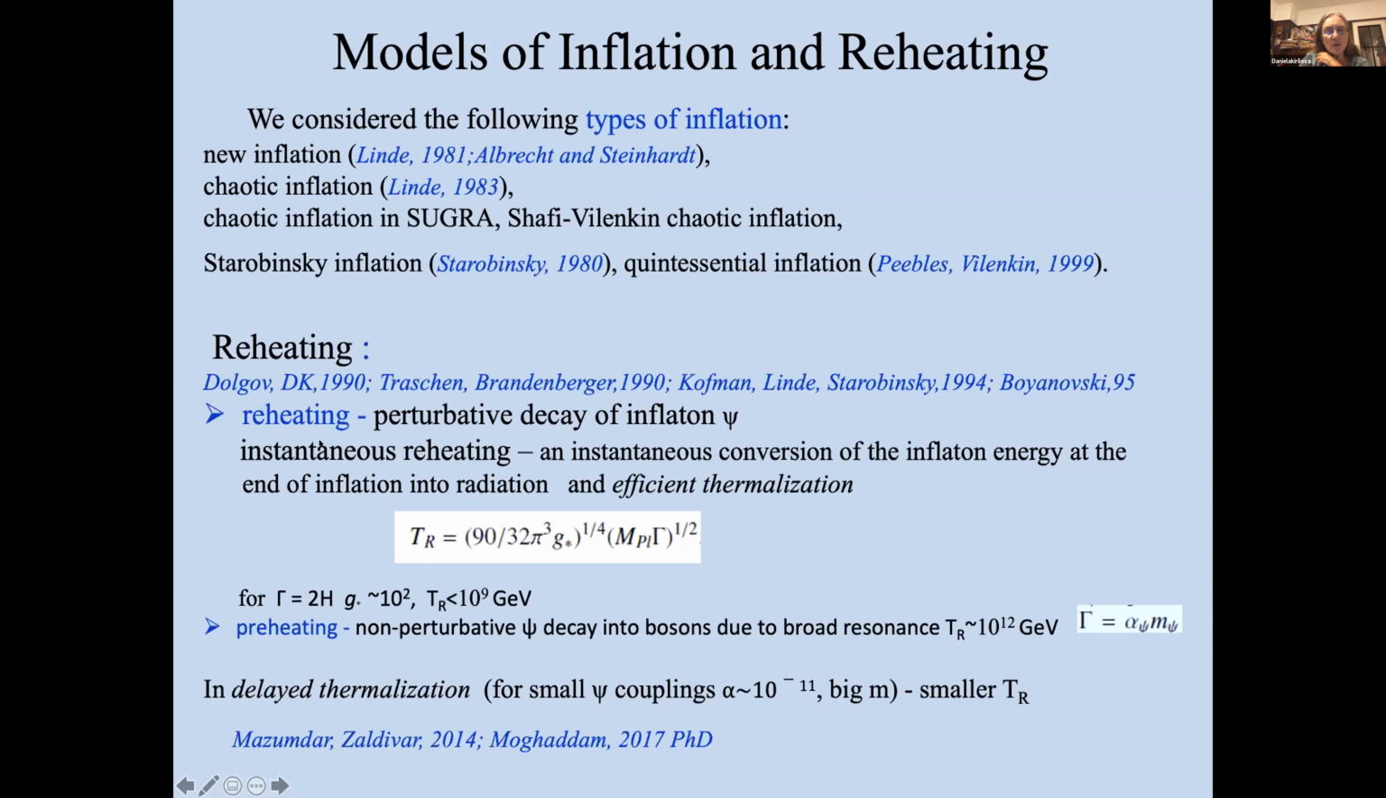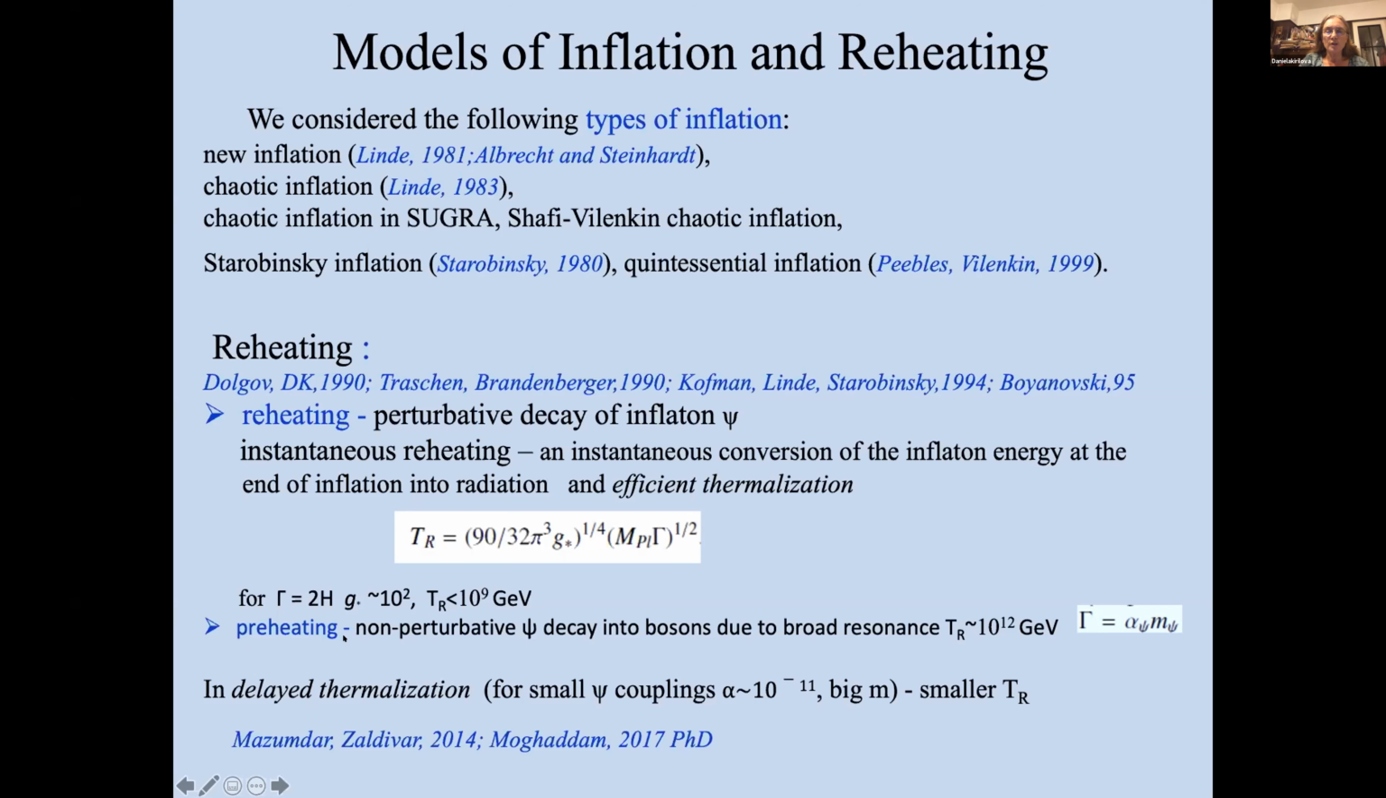First, reheating was considered perturbatively, calculating perturbative decay of the inflaton. And it was considered that reheating proceeded instantaneously, which means that the inflaton energy was converted very quickly, rapidly, at the end of inflation, to radiation. And it was assumed that efficient thermalization takes place. With all that assumption, this is the expression for the temperature of reheating. It can be estimated, and using only perturbative decay of the inflaton, the temperature of reheating is quite low. It is less than 10 to the 9th GeV.